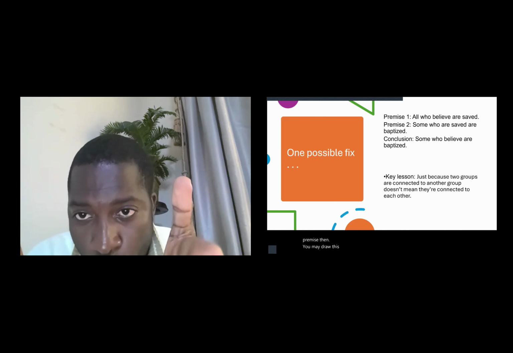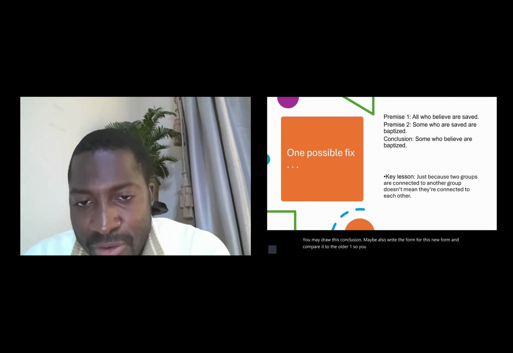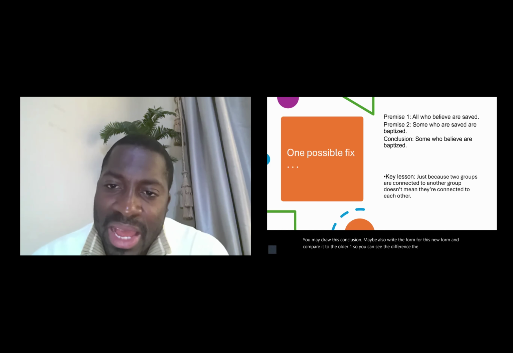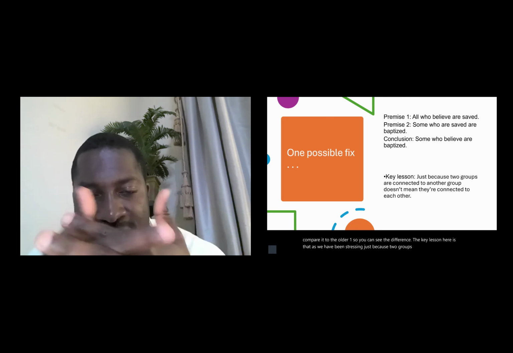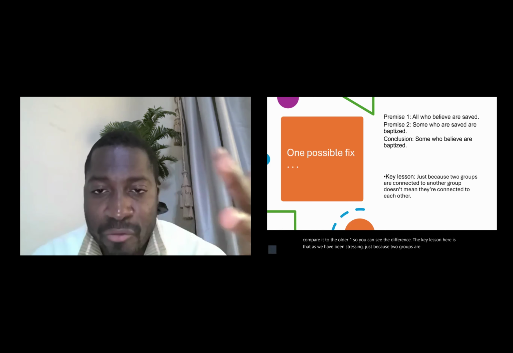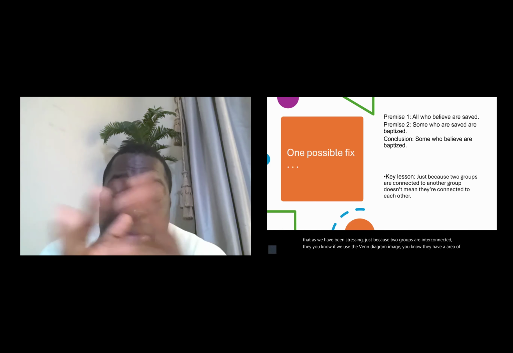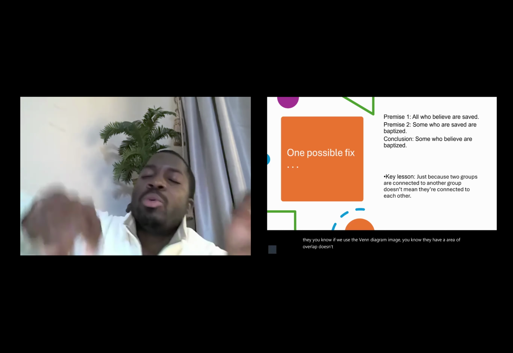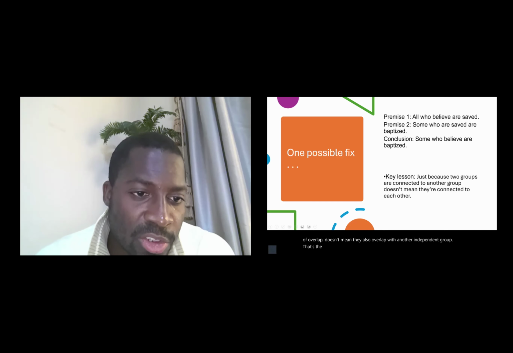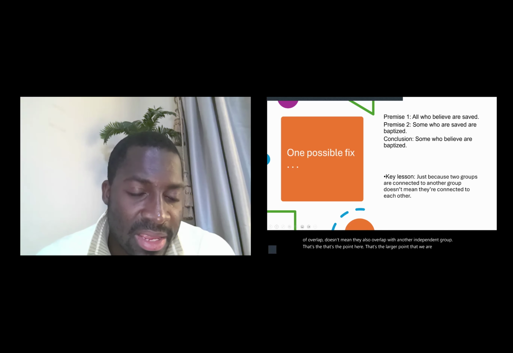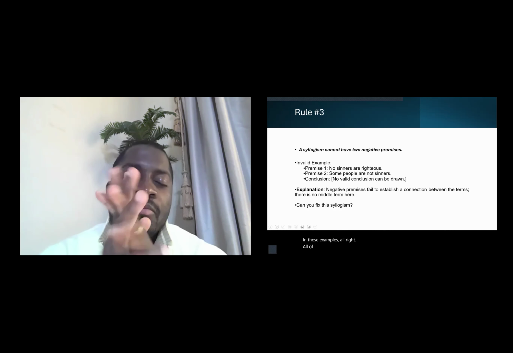Maybe also write the form for this new form and compare it to the older one so you can see the difference. The key lesson here is that, as we have been stressing, just because two groups are interconnected, like if we use the Venn diagram image, they have an area of overlap, doesn't mean they also overlap with another independent group. That's the point here. That's the larger point that we are making in these examples. All right. All of that for rule number two.